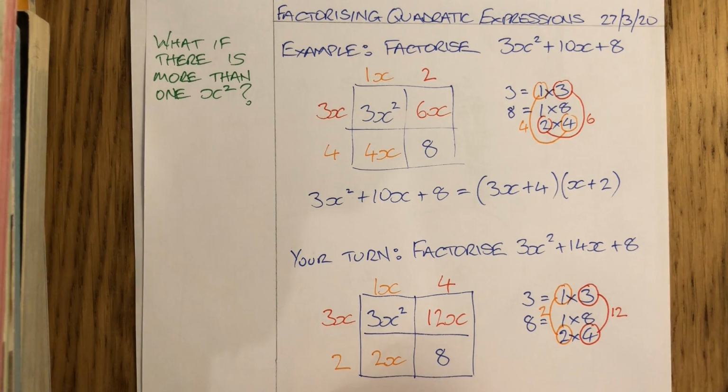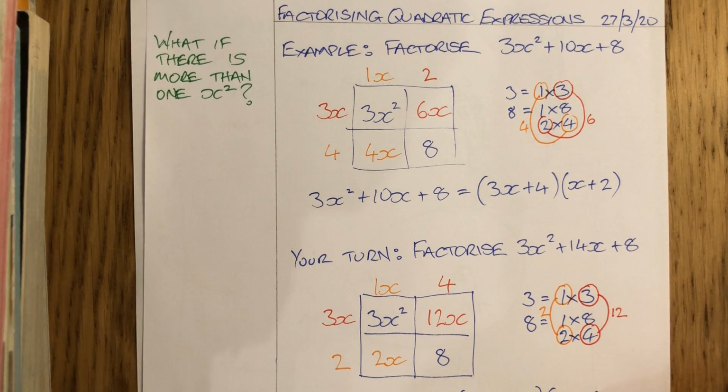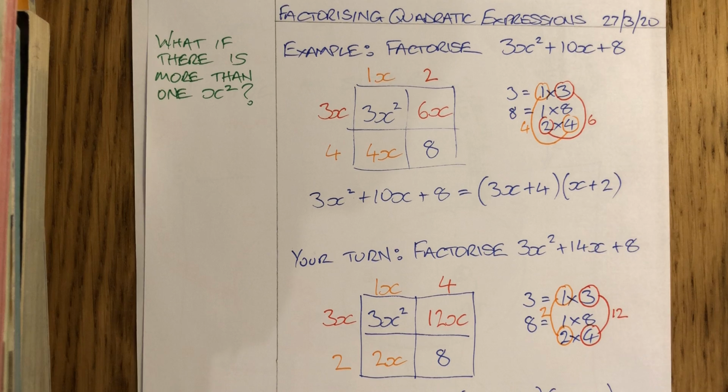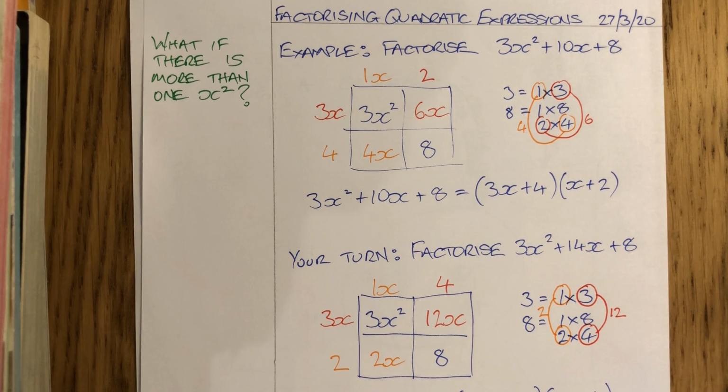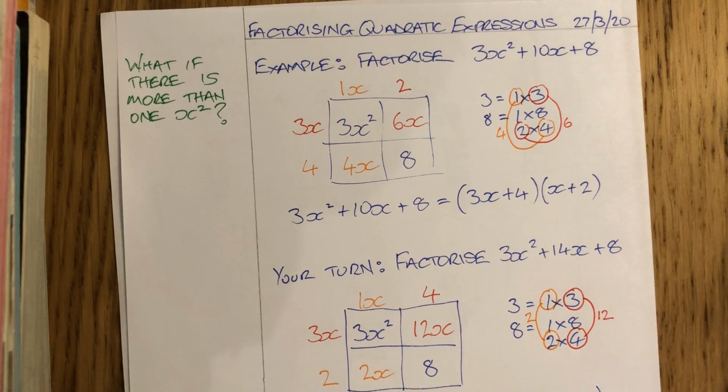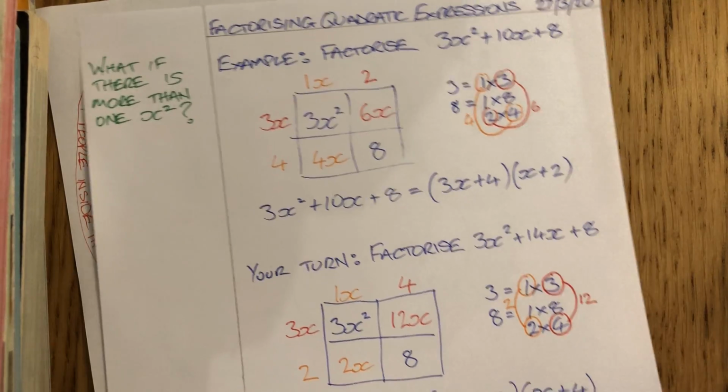So what have you got? 3x squared add 14x add 8 is equal to 3x add 2 times 1x add 4. And it's done. Okay, let's have a little think about that. Write ourselves a summary.